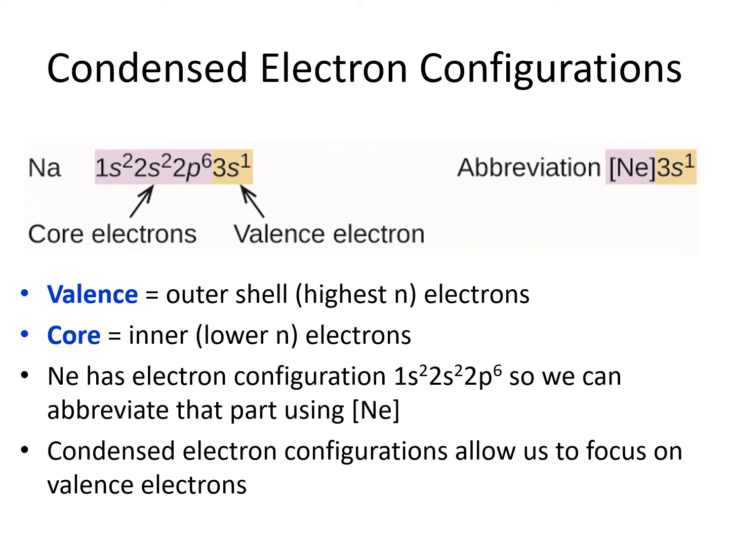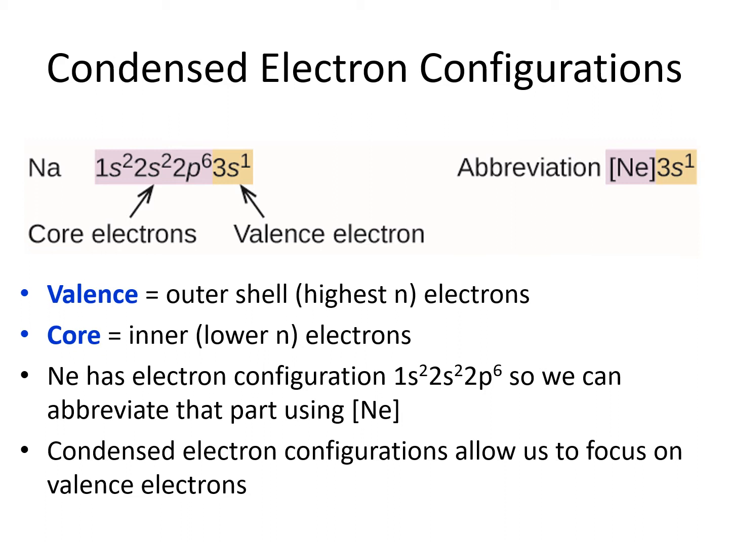For example, in sodium, the 1s2, 2s2, 2p6 are the core electrons because they are in the first and second energy levels. The 3s1 electron is valence because it is in sodium's outermost energy level, N equals 3.